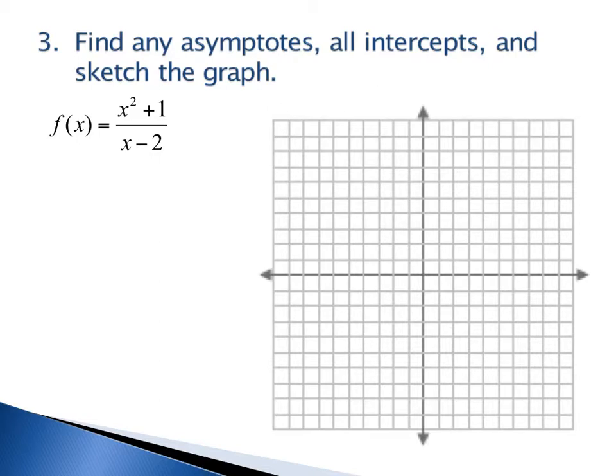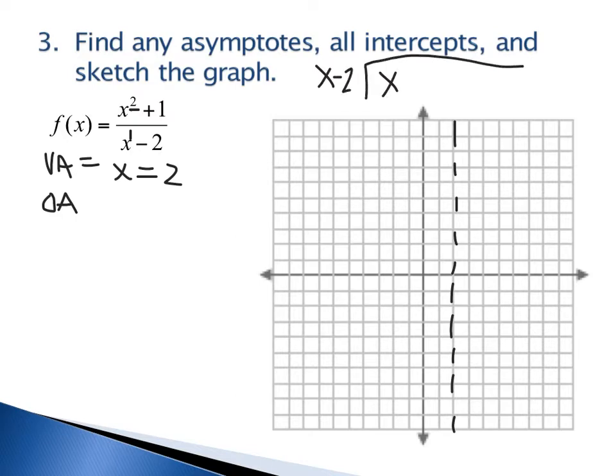Now if we look at this one, to find our vertical asymptote, set the bottom equal to 0, so this is just going to be x equals 2. Okay. And if it's helpful for you to make the asymptote right away, you can. Now if I look, the top has a degree of 2, the bottom has a degree of 1, so it does not have a horizontal asymptote, which means it's going to have an oblique asymptote since the top is bigger by 1. So I need to use long division, so I'm going to put x minus 2 and long divide that into x squared plus 0x plus 1.